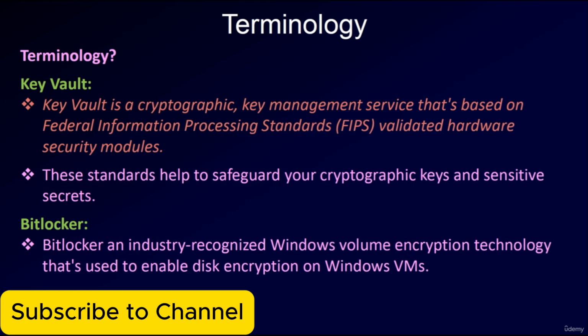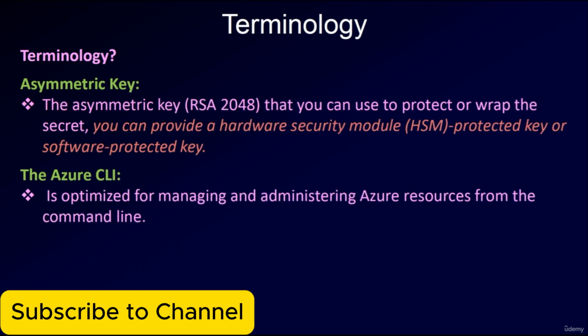So terminology, Key Vault. Key Vault is a cryptographic key management service that is based on Federal Information Processing Standards validated hardware security modules. These standards help safeguard your cryptographic keys and sensitive secrets. BitLocker is an industry-recognized Windows volume encryption technology that is used to enable disk encryption on Windows VMs. Then we have something called an asymmetric key, an RSA 2048 key, that you can use to protect or wrap that secret. You can provide a hardware security module protected key or a software protected key.